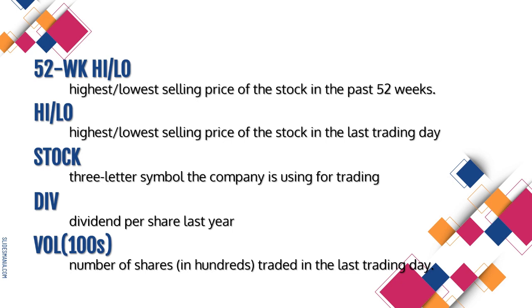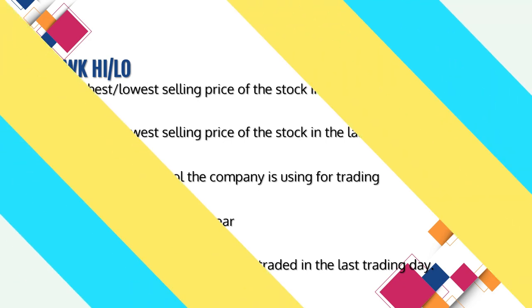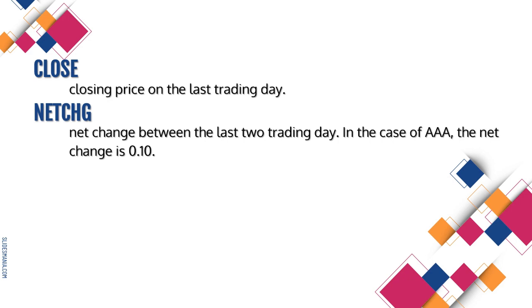Stock, the three-letter symbol that the company is using for trading. DIV, or the dividend per share last year. Volume of 100s. It is the number of shares in hundreds traded in the last trading day. Close, the closing price on the last trading day. Net change. It is the net change between the last two trading days.